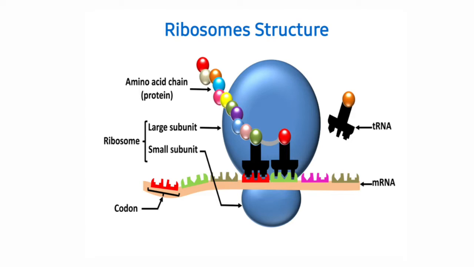Coming to the structure, a ribosome contains two subunits, the large subunit and the smaller subunit. The smaller subunit contains the mRNA, which carries the codon that codes for a particular amino acid in tRNA. This tRNA goes on adding the activated amino acids in order to get a protein synthesized. So the ribosome contains a large subunit as well as a smaller subunit, where protein biosynthesis mainly takes place.